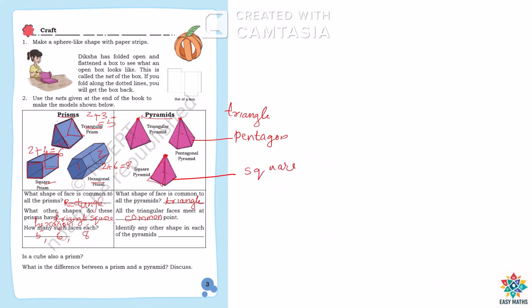Is a cube also a prism? Yes. A cube is also a prism. It's a special type of prism. All faces are square shape. What is the difference between a prism and a pyramid? A prism has two identical faces, base and bottom are identical shape, and flat faces. But a pyramid has one base and flat faces that meet at a point that we have seen here in the picture.